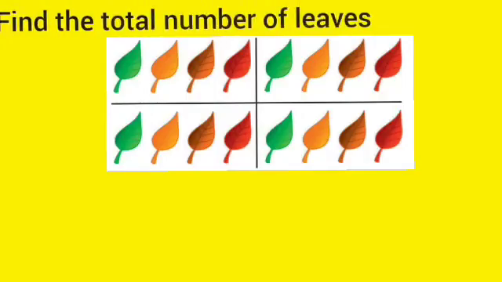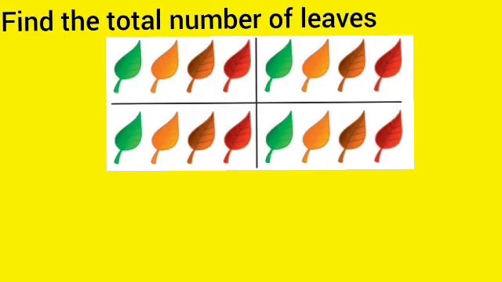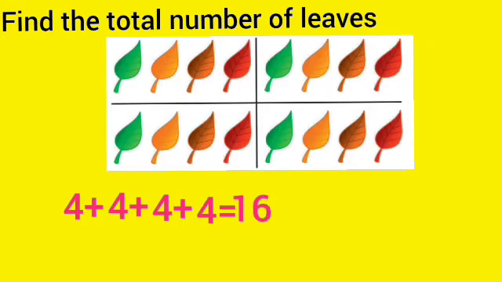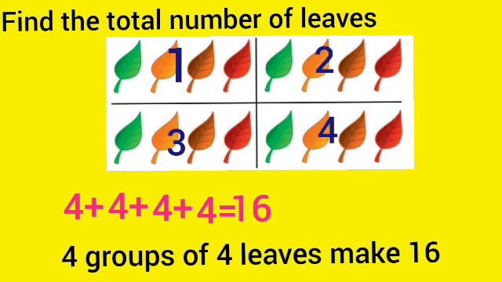Very good. Children, now we can find the total number of leaves. How many leaves are there in first group? 1, 2, 3, 4. First group 4 leaves. Same way second group 4 leaves. Third group 4 leaves. Fourth group also 4 leaves. Now we can find the total number of leaves using repeated addition. So first 4 plus 4 plus 4 plus 4 equal to 16. So 4 groups of 4 leaves make 16.